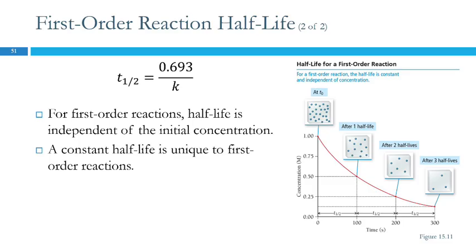In Chem 3A, you learned about radioactivity and how radioactive isotopes decay, and they do that according to a first-order reaction. So this describes what happens in radioactive decay.